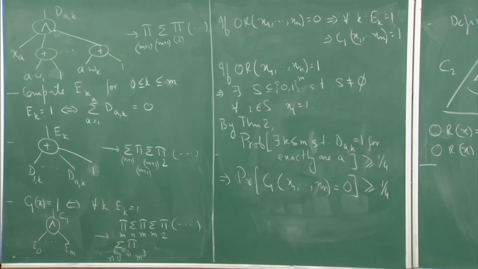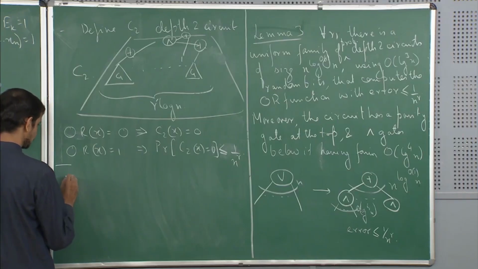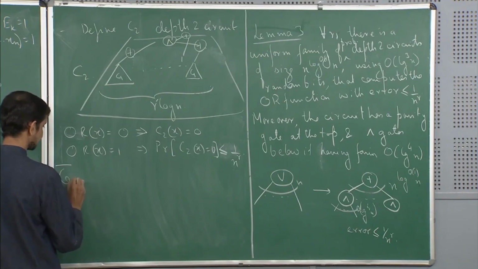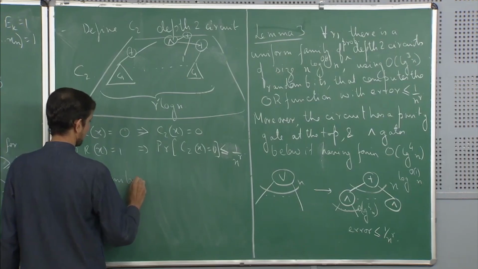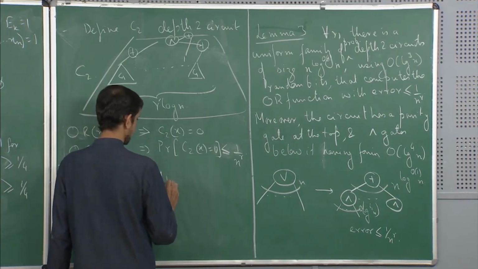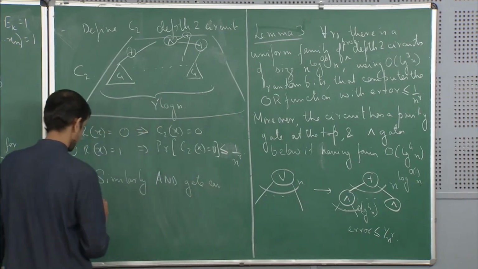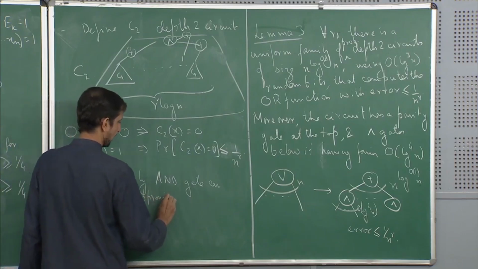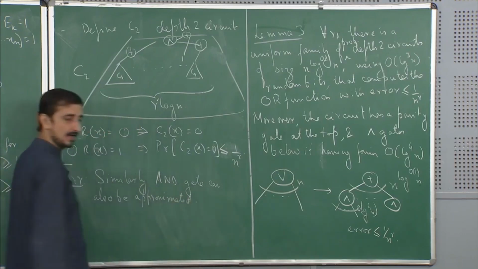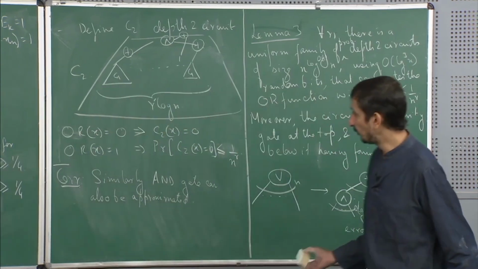Now this is for the OR gate. The AND gate is again simple. I am not going to state it. You can think of it, so you just write it as a corollary. Similarly, the AND gate can also be approximated, right.